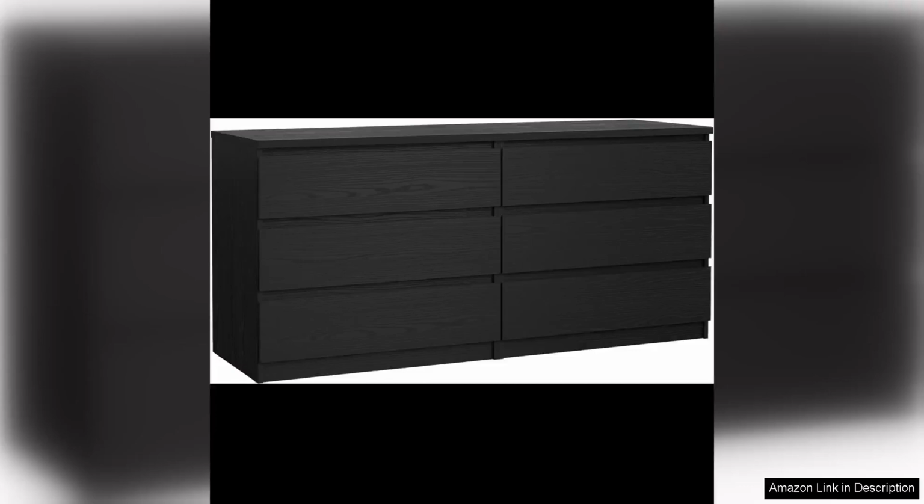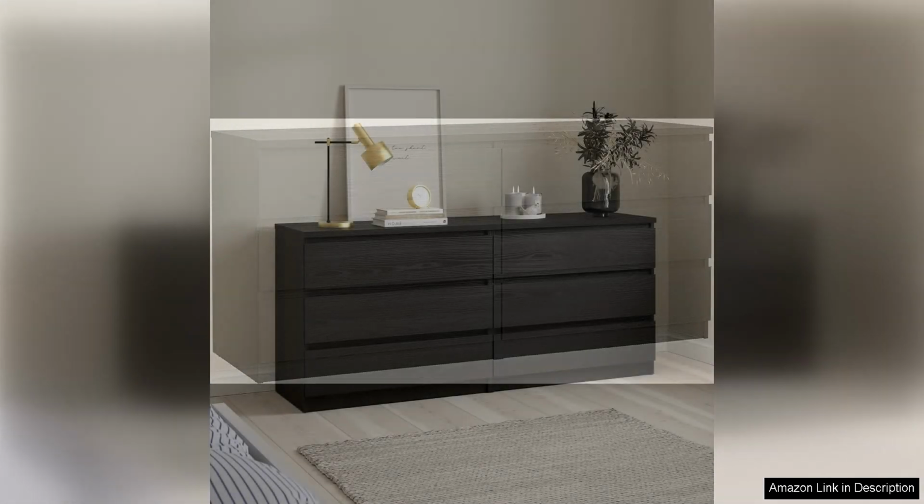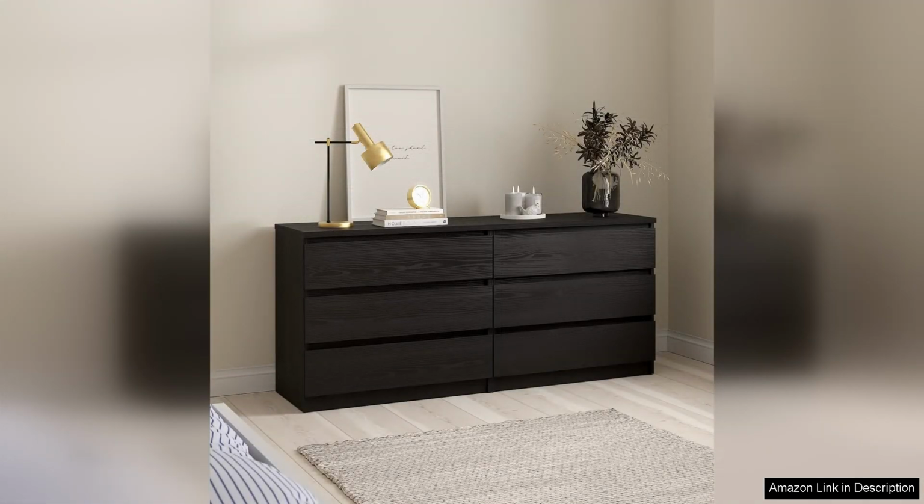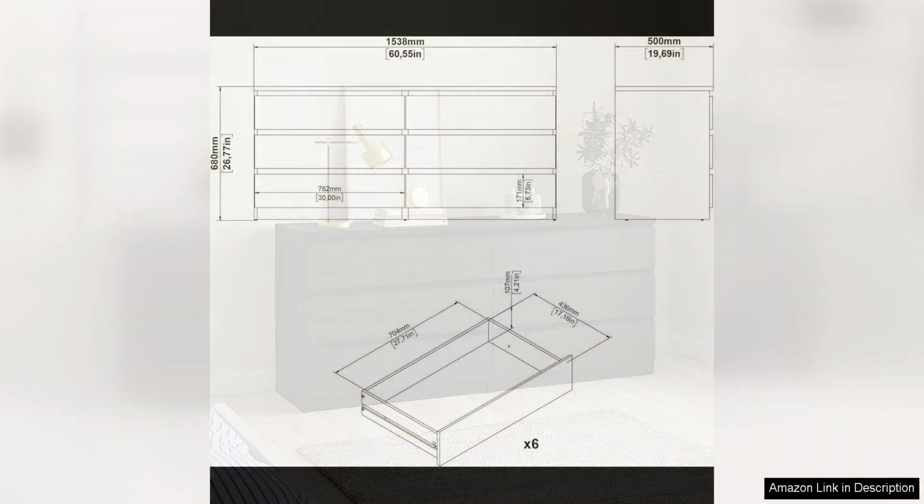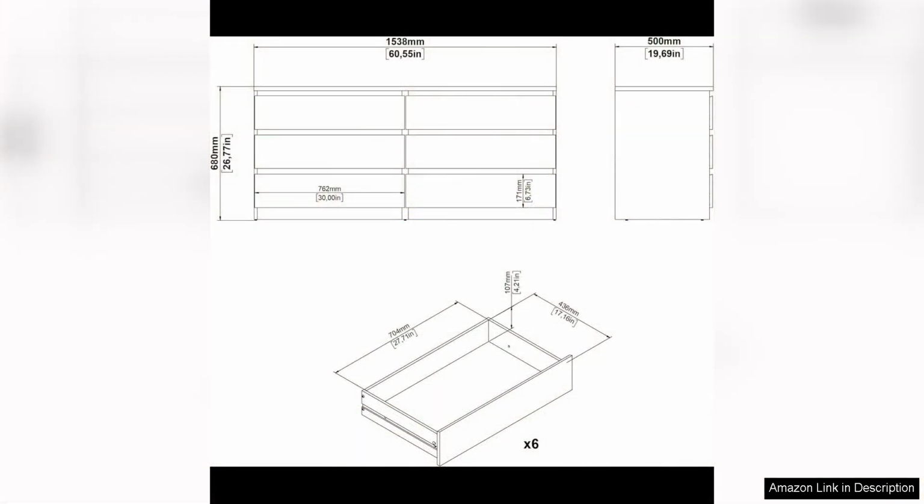The Tvilum 6-drawer double dresser in black wood grain is a stylish and functional piece of furniture that would make a great addition to any bedroom. With its sleek black wood grain finish, this dresser has a modern and sophisticated look that will complement a variety of decor styles. One of the standout features of this dresser is its ample storage space.